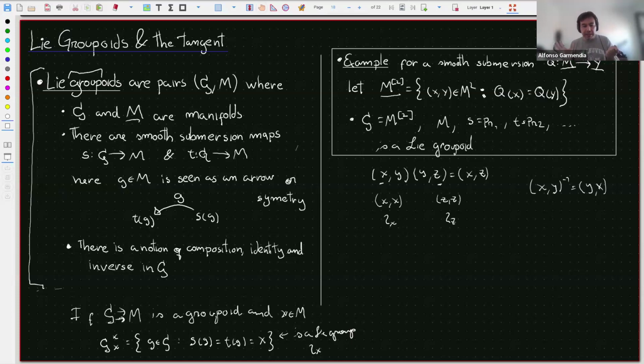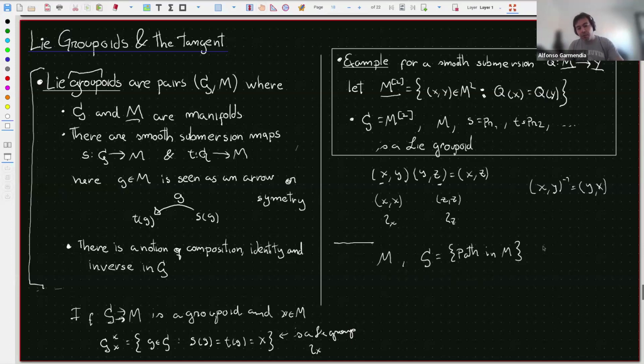Another example that is nice is, given a manifold M, you can have G be the paths in M. Well, if I put it like this, it's not a Lie groupoid, but it's just a groupoid. So this is too big to have a manifold structure. It could be maybe a Fréchet groupoid or something. I'm not really sure.